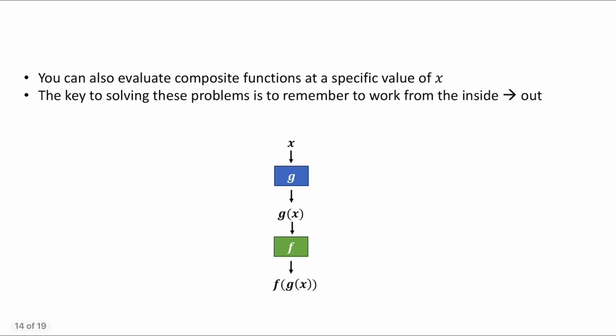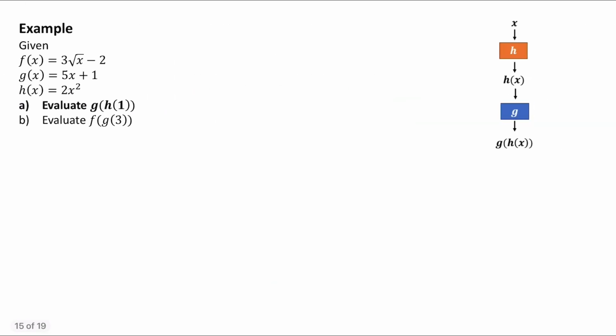So you can also evaluate composite functions at a specific value of x. Like if we're given a number that equals x, we can evaluate a composite. The key to solving these problems is to remember to work from the inside out. We're going to take our x and plug it into our inside function. So if it's g, we're going to plug it into g. Then remember that the output we get for g of x becomes the input of f, and that's going to let us calculate f of g of x. So let's see what that looks like.